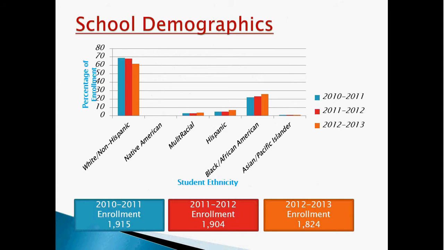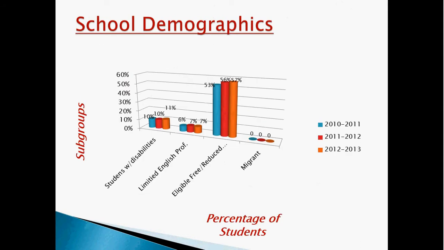However, if you look closely, that percentage has decreased over the last 3 years, and I think that it will continue to do so as our school becomes more diverse. If you look at our subgroups by students with disabilities, limited English proficiency, free and reduced lunch, and migrant students, a couple things to point out is we have no migrant students, but we do have over 50% of our students on free and reduced lunch, and that percentage has increased over the last 3 years.